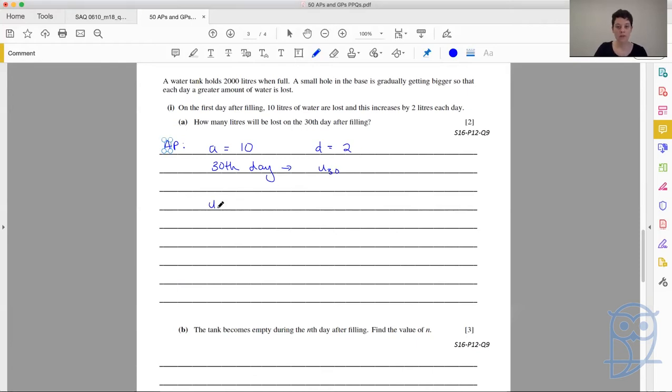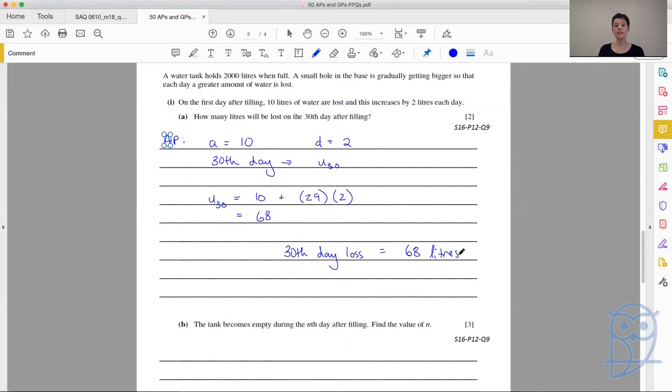So u_30 equals a plus n minus 1 d. So 10 plus 29 times 2 is 68. That is u_30. But again, in an applied question, it's nice to give the applied answer. So we would then say 30th day loss equals 68 liters.